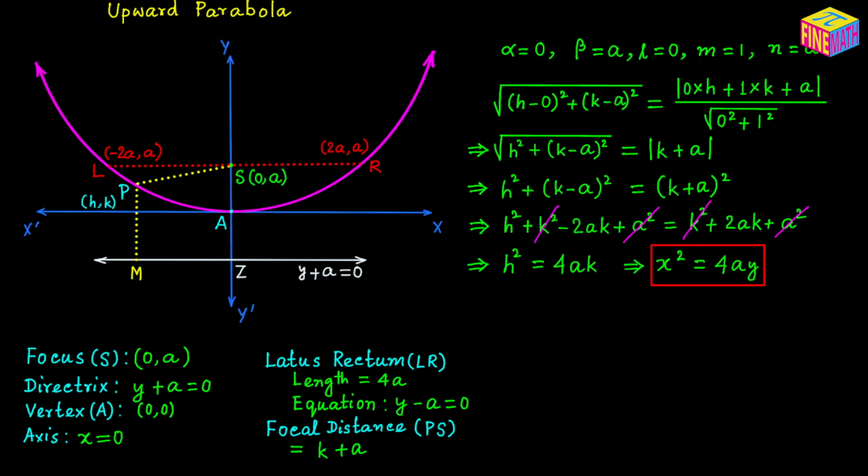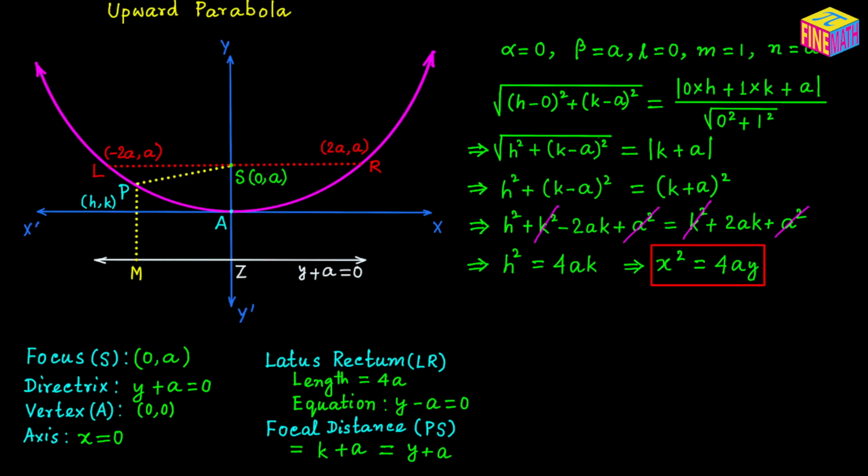The focal distance will be the distance PS, which is same as the distance PM, and if you think about PM, it is actually in two parts. The lower part will be a unit and the upper part will be the y coordinate of the point P. So it can be written as k plus a. In this case, k will be a positive number because P lies in the second quadrant. So we can safely use the y coordinate of P, and the focal distance will be k plus a. And we can also write it as y plus a if we consider P's coordinates to be x, y.